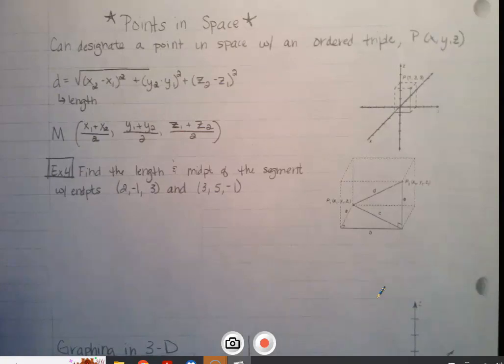There are several people who are interested in video gaming and design, and in that case, it's taking a 2D graph and making it 3D. You got it. It's easy enough. So we can designate a point in space with an ordered triple. Instead of having an x and y coordinate pair, we're going to have an x, y, z ordered triple.